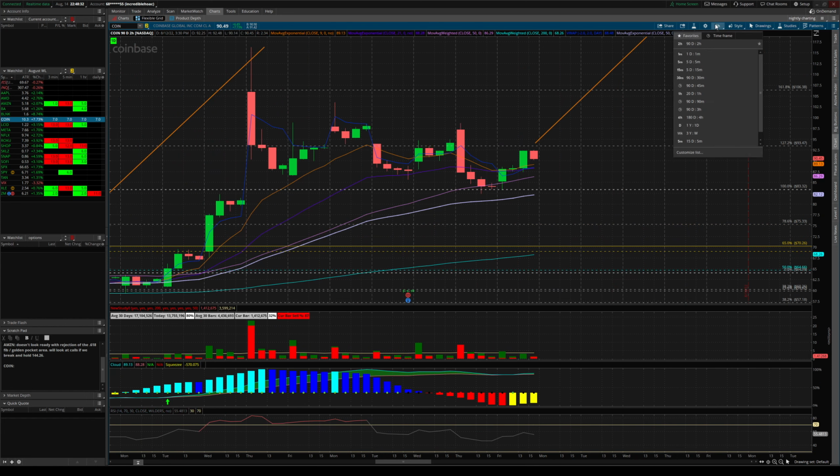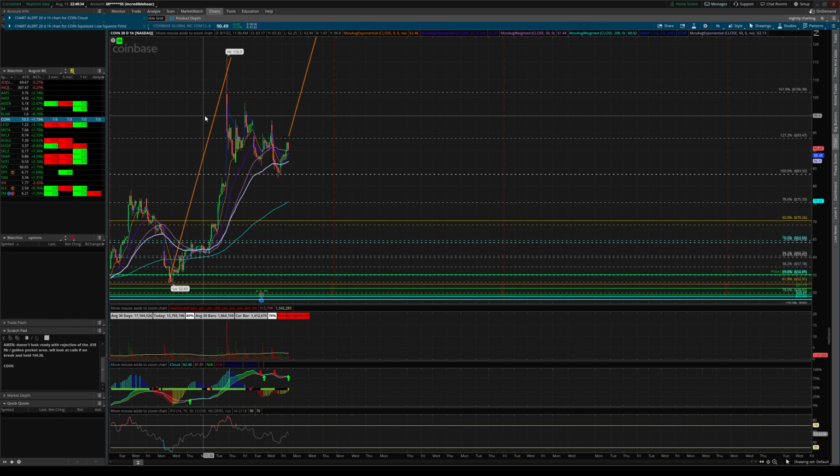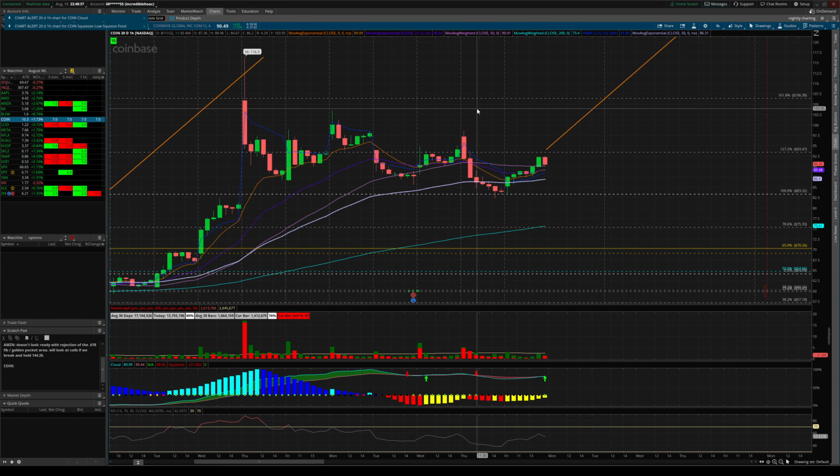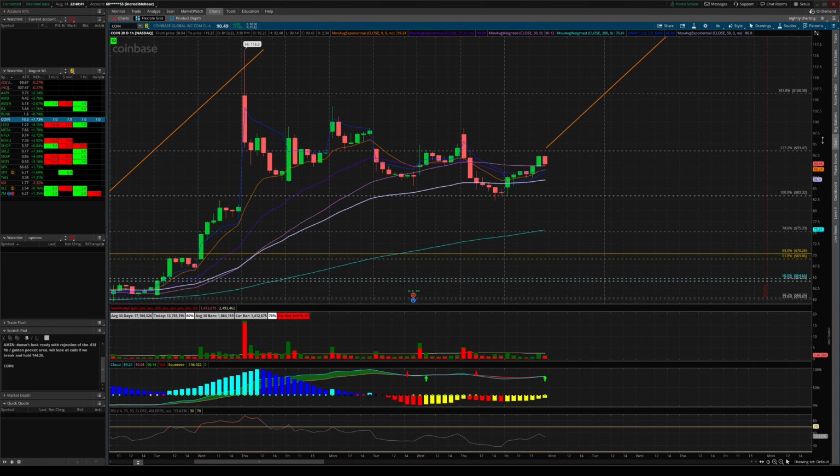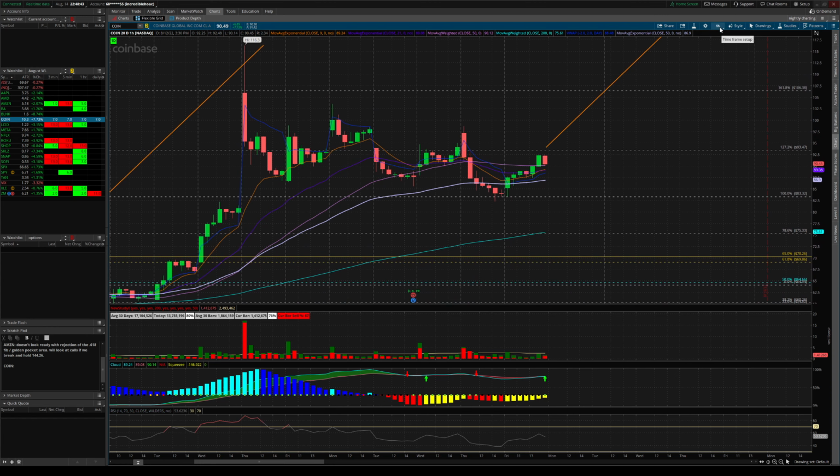Nothing so far, and I know I'm moving a little bit quick on these time frames, but it's something that I'm very accustomed to doing, so I'm usually pretty quick at spotting these supply and demand zones.